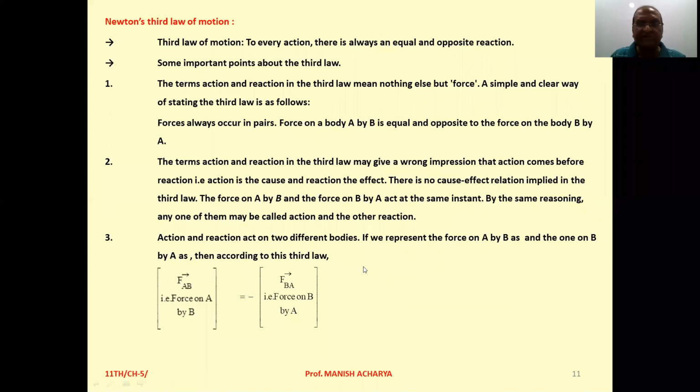And after the interaction, suppose you want to explain the motion of B, then you have to think about the force on B, but not about the force exerted by B. Clear? So these are the important points related to Newton's third law of motion. Clear?